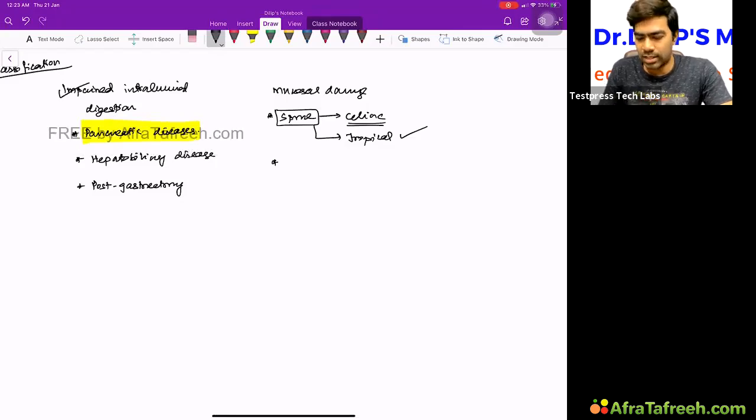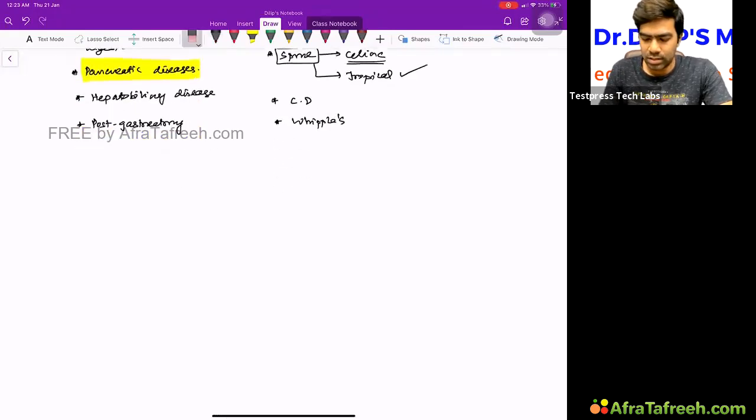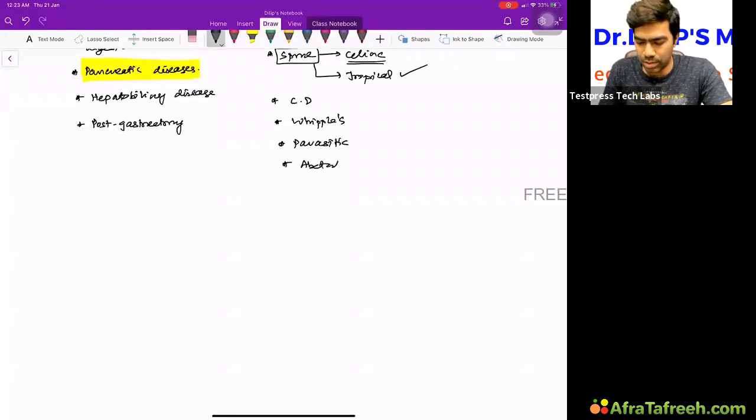And other conditions are there, like Crohn's disease, which is very important, where there is typical mucosal damage because of ulceration. And Whipple's disease is there, which is also going to cause mucosal damage. And it could be due to some parasitic infections, or it can be due to a condition called abetalipoproteinemia.